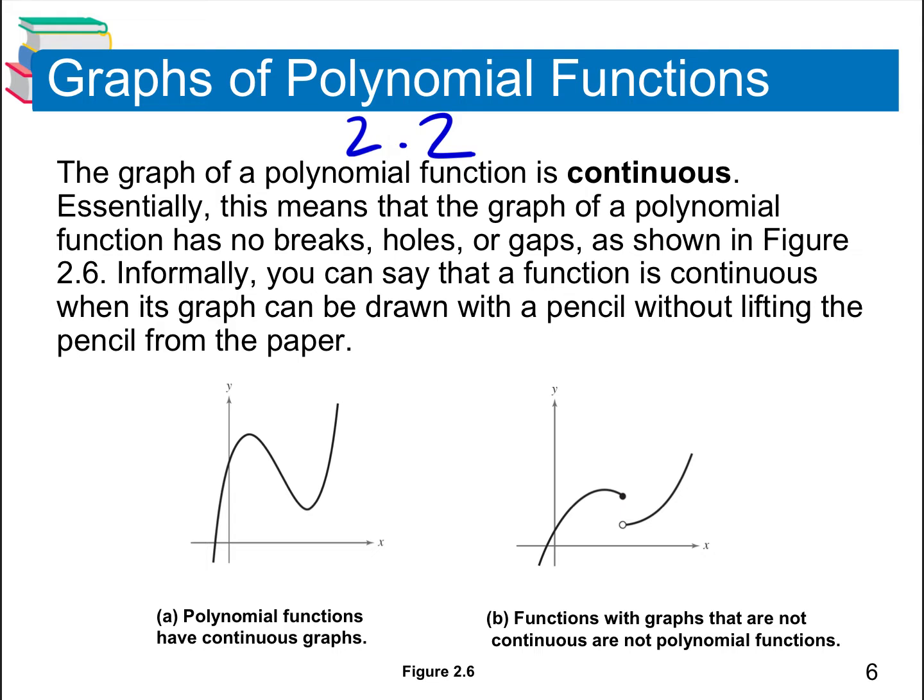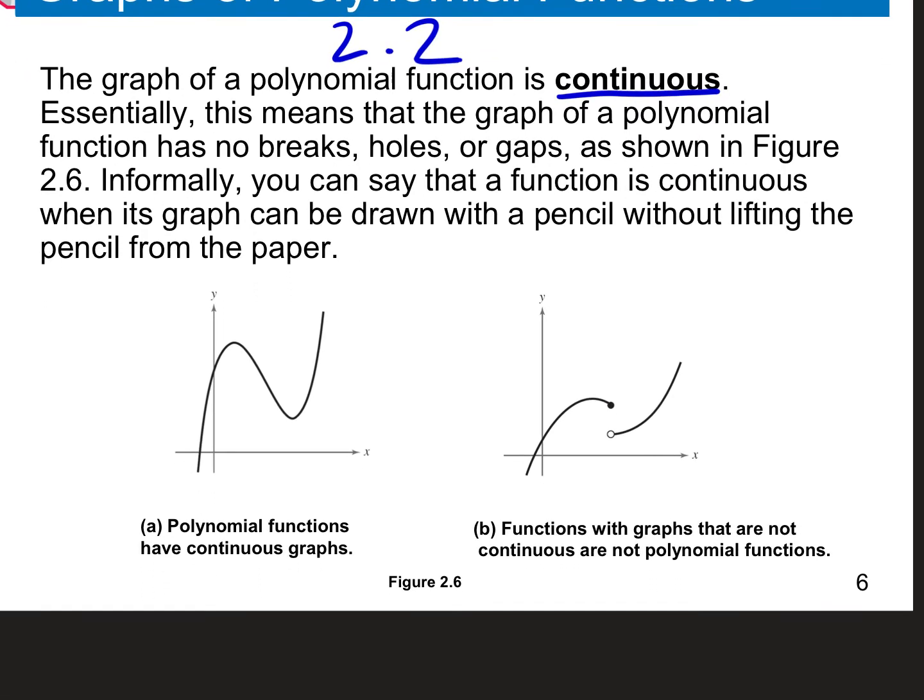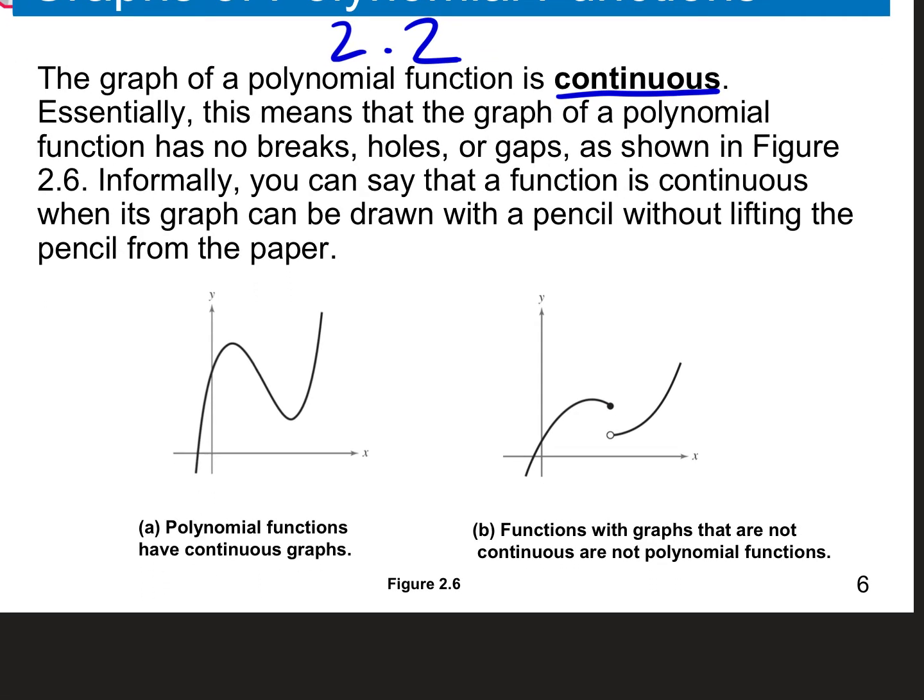So a couple of facts that we need to know about polynomial functions: they are always continuous, meaning that they don't have a gap in them. So for our first figure, A, it's a polynomial function because it's continuous, whereas the second one, B, is not a polynomial because it's not continuous. It has that gap, so that's what makes it not continuous. To figure out if it's continuous or not, you can draw the whole graph with a pencil without lifting the pencil from the paper.